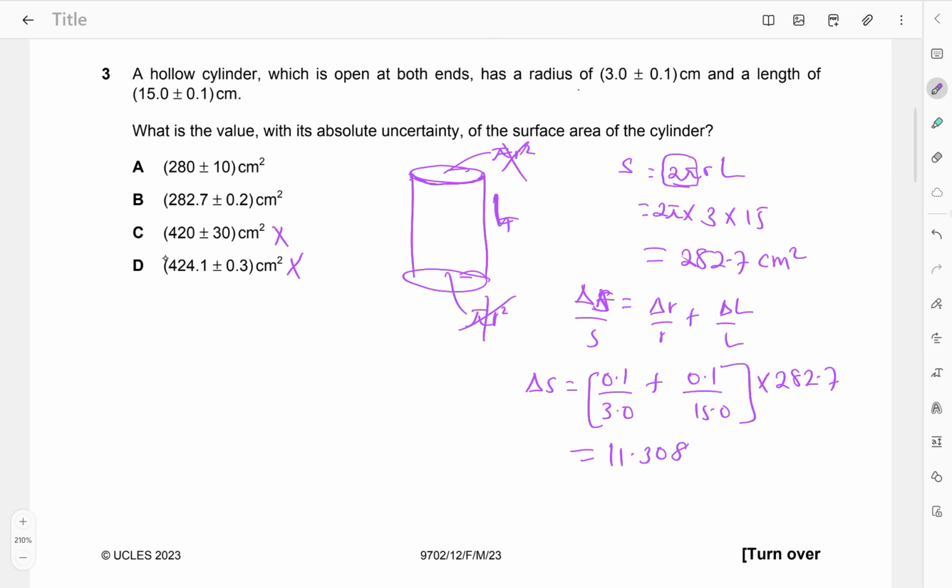Uncertainties are good enough to one significant figure, and one significant figure is approximately 10. So if it is 10, then S will end with a 0, so it will be 280 plus or minus 10. So our answer is going to be B.